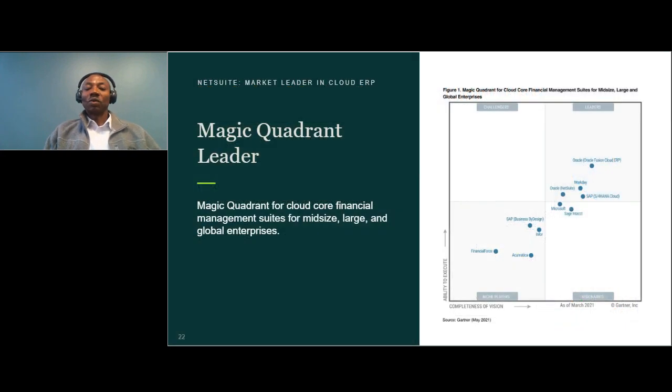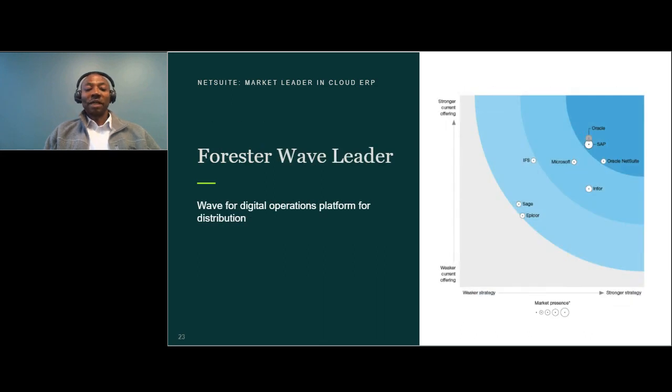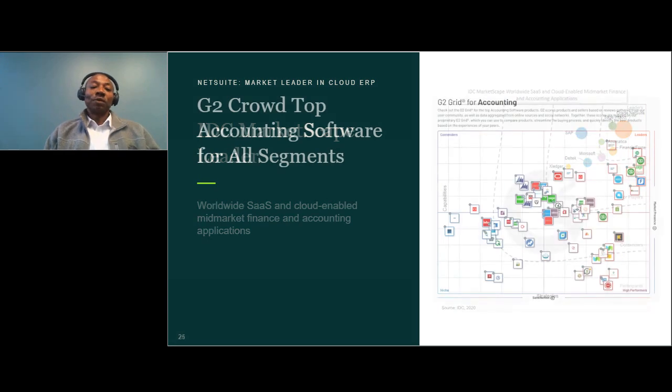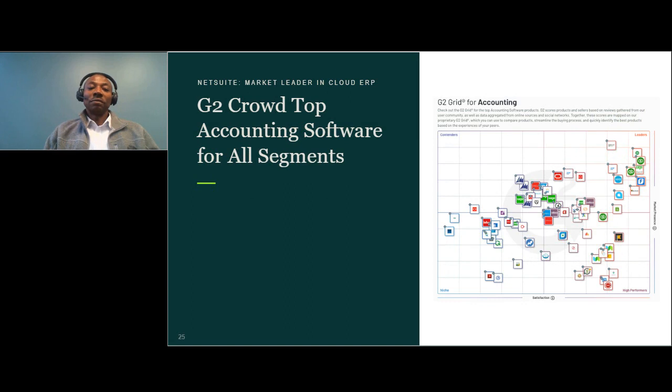It's a leader in the Magic Quadrant for Gartner and is the only mid-market solution in that category. For Forrester, it's also a leader for digital operations for distribution. Same thing for IDC MarketScape, as you can see there, it is the leader for worldwide SaaS and cloud-enabled mid-market finance and accounting applications. And for G2 Crowd, it's the top accounting software for all market segments.